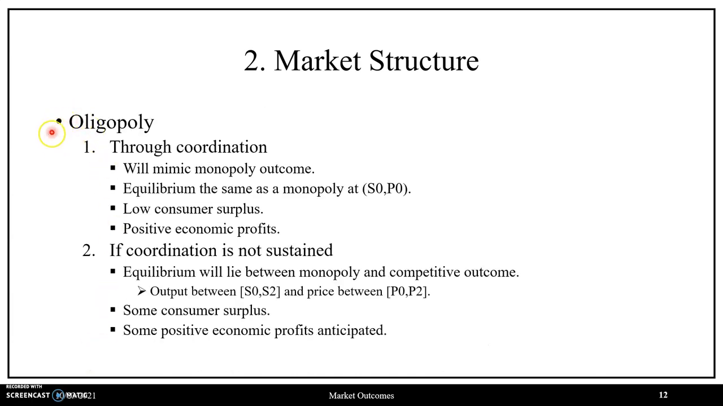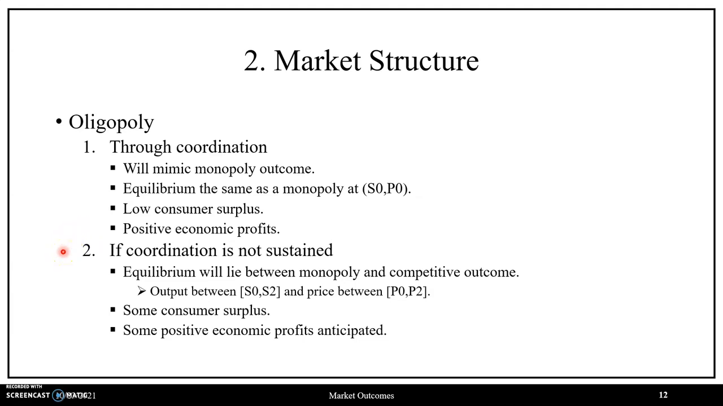So then overall what we have is, as an oligopoly, through coordination, they will mimic the monopoly market structure and mimic the monopoly outcome as a result, in which the equilibrium will be the same as the monopoly market structure, which we saw was the output level S0 and the price point P0, in which a low amount of consumer surplus exists, and there will be positive economic profits.